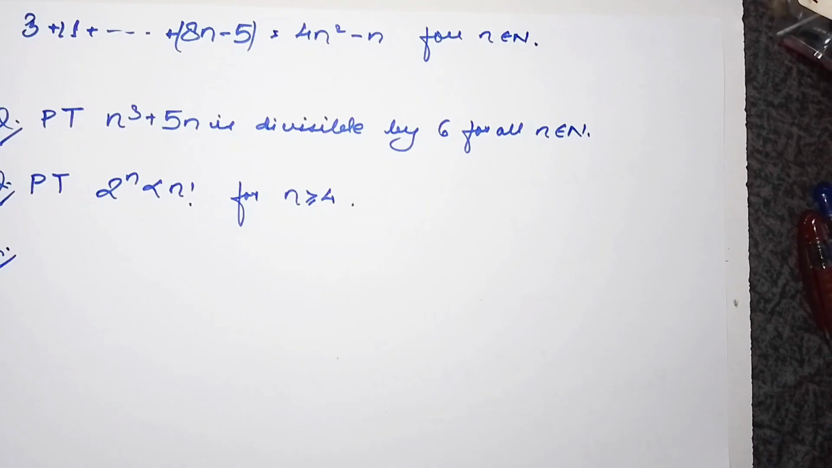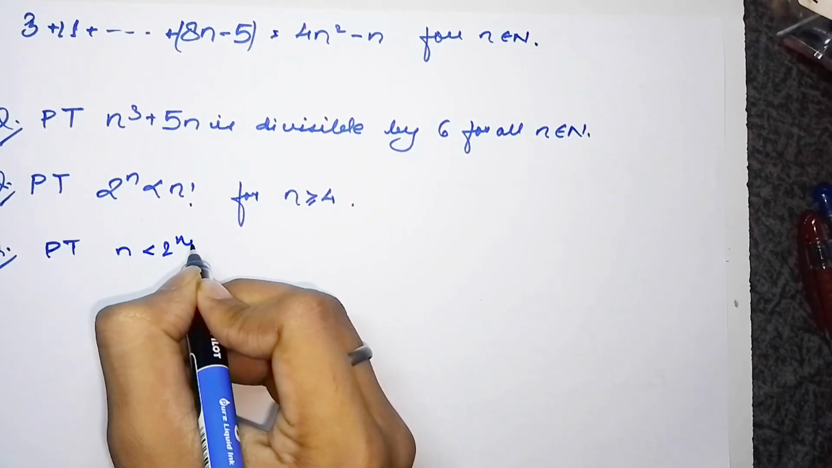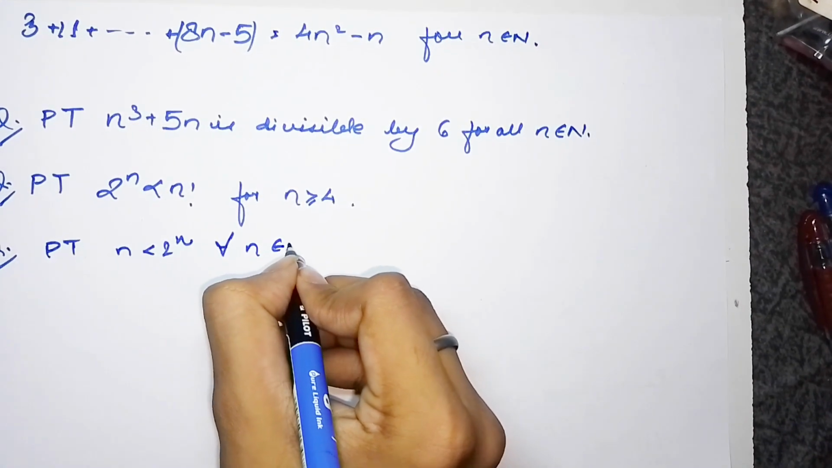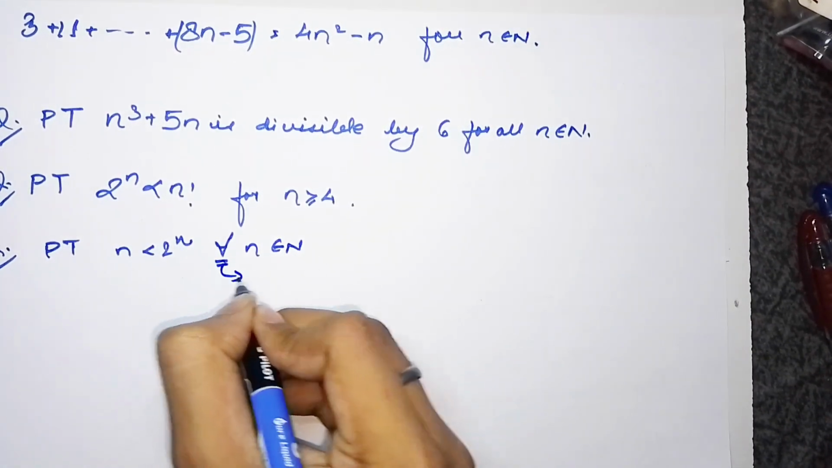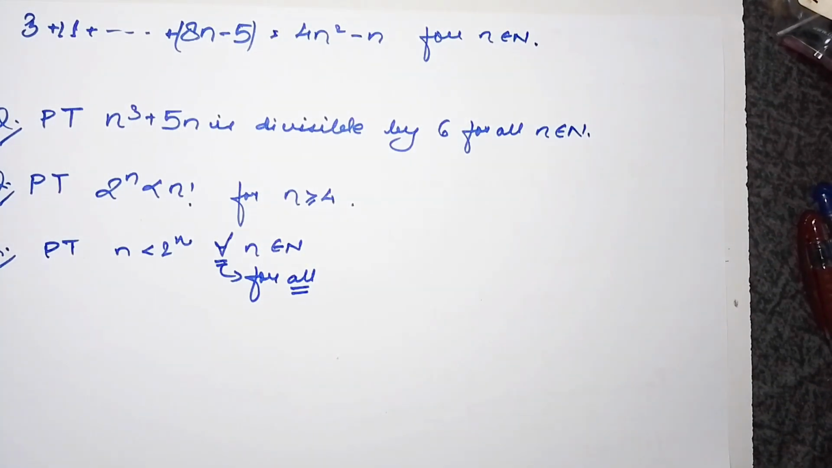Now let me take another problem. In this problem we have to prove that n is smaller than or equal to 2 to the power n for all n belongs to N. Now if you don't know, this symbol stands for all. I hope that it's clear. This symbol we will use many times, that's why I told you this symbol.